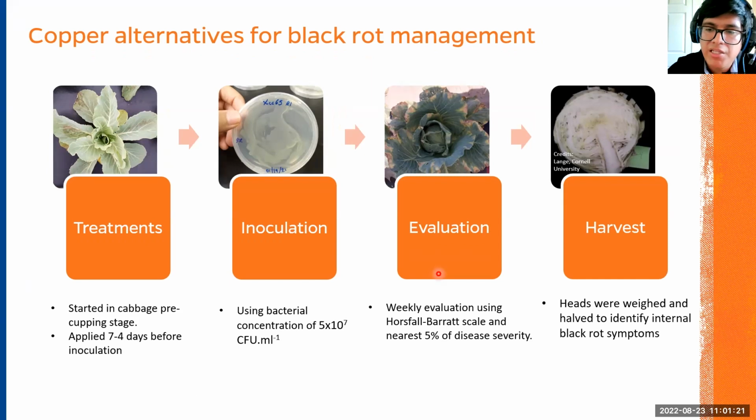Finally, we performed a harvest. The harvest was done manually, and each of the heads was weighed and cut in half in order to look for internal black rot symptoms, as you can see here in this picture. So anytime that we saw these symptoms during the harvest, we didn't take that head into consideration to calculate the marketable yield.